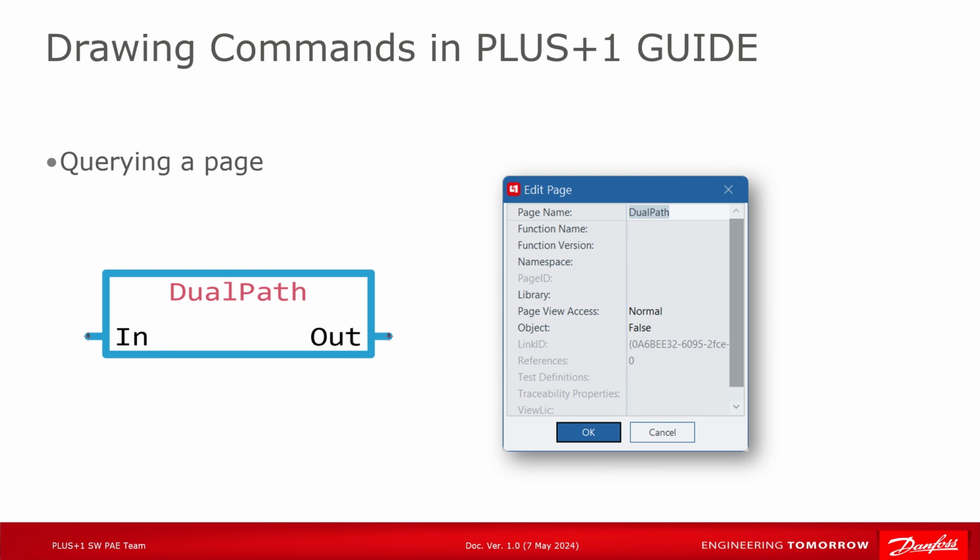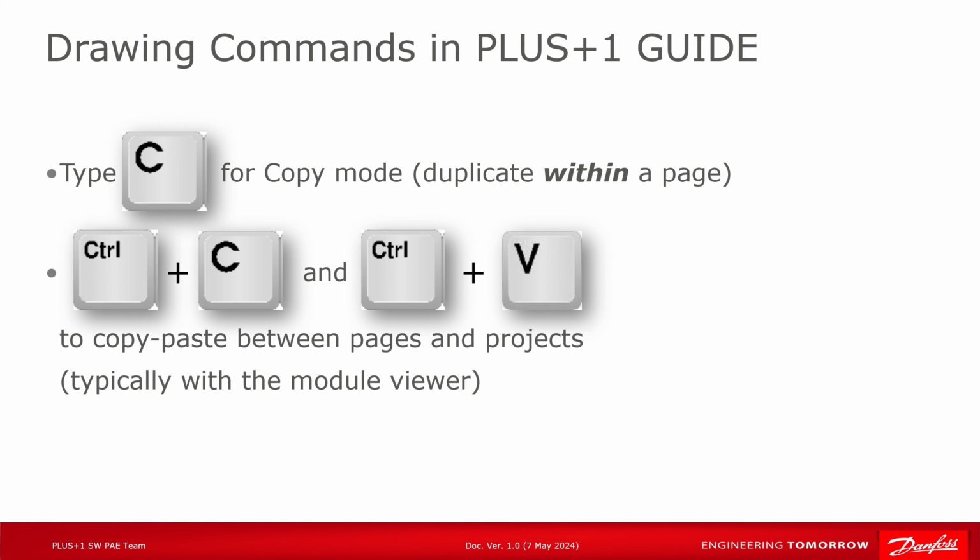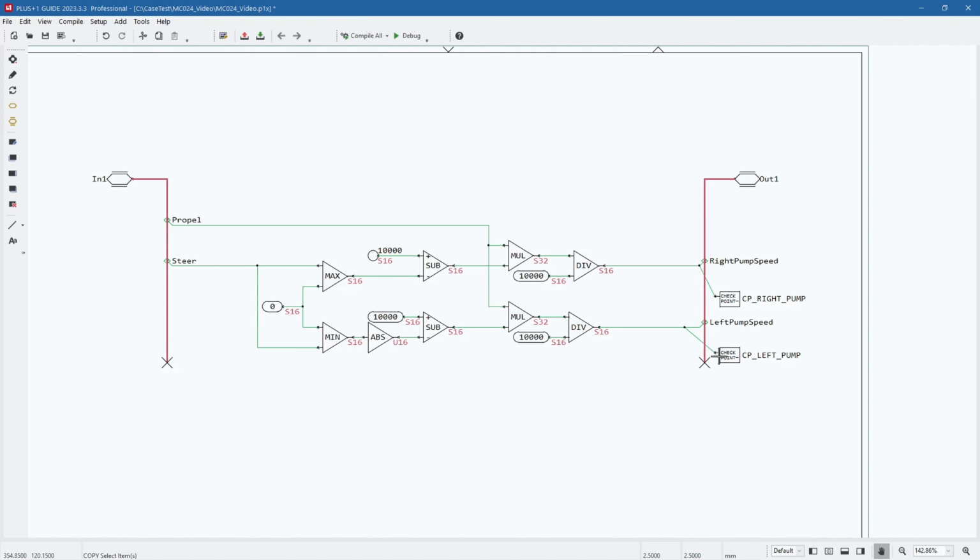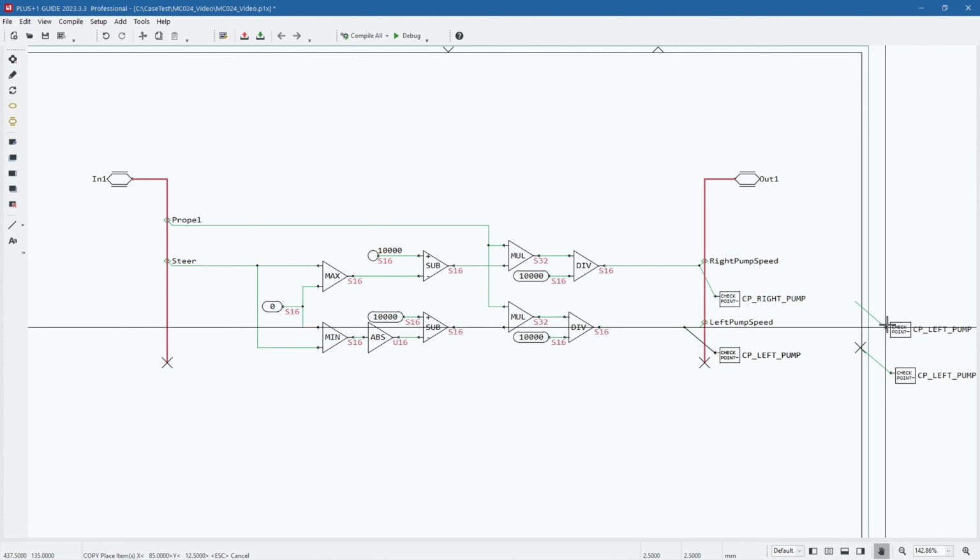In Guide, any part that requires modification can be accessed with the Q shortcut key. You can use the Q shortcut key to change a page's name and namespace. Additionally, you can set the page's access permissions to disable, which prevents others from viewing the internal code. Enter Copy mode with the C shortcut key. This command is for copying within the same page.